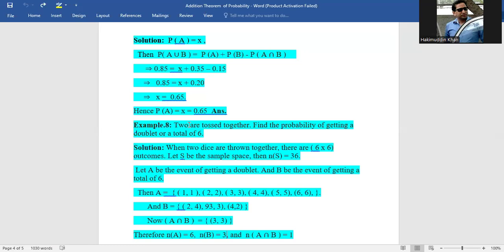So two coins are tossed together. Find the probability of getting a doublet or a total of 6. Solution. When two dice are thrown together.